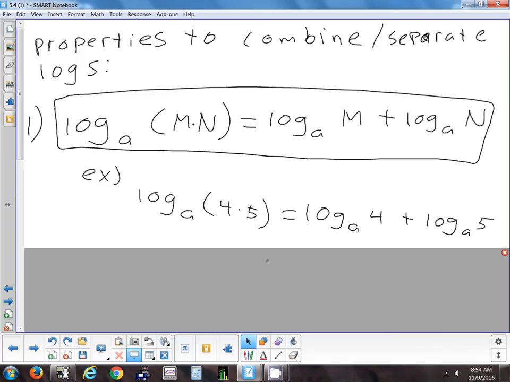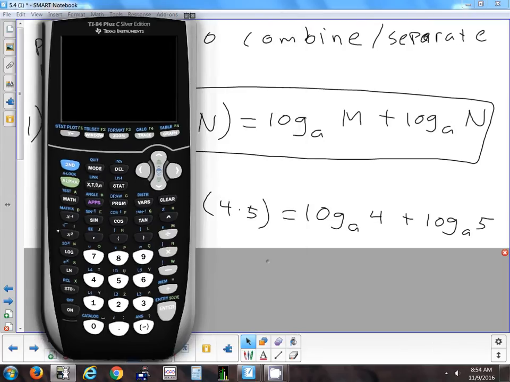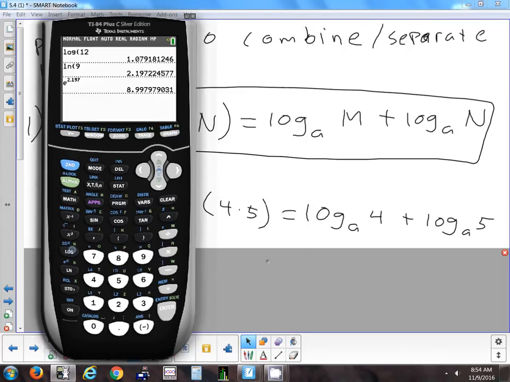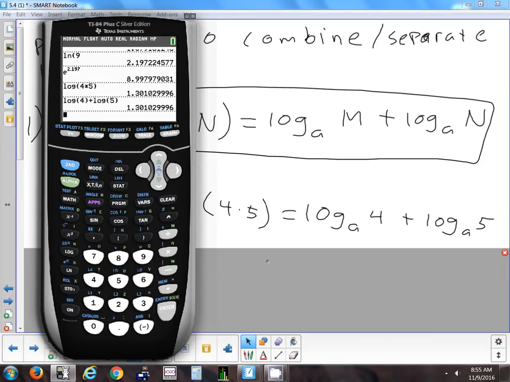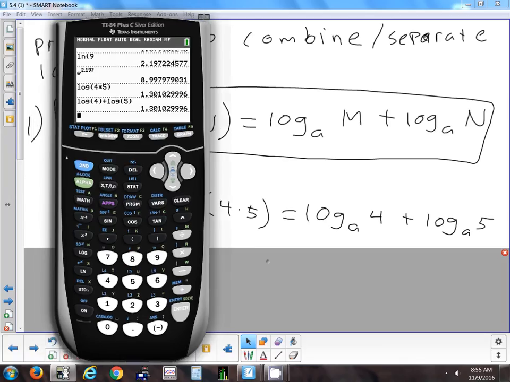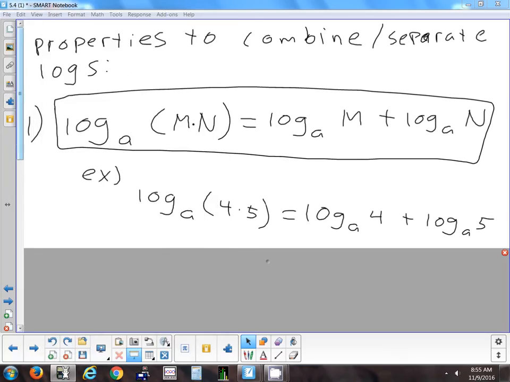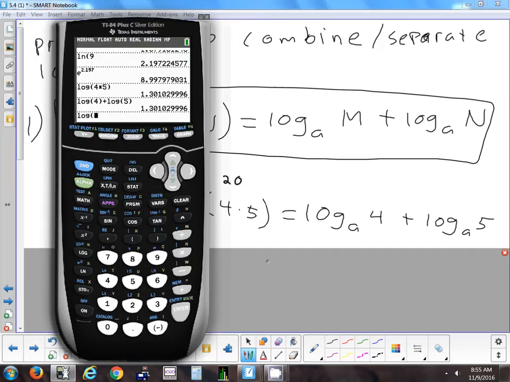Yeah, I could use base 10. And I could type log of 4 times 5. Or I can type it as log 4 plus log 5. I get the same thing. Now, what is 4 times 5? 20. So can anybody think of a different way that I could have split up the number 20? I could have done 10 and 2, and that will also give me the same answer.